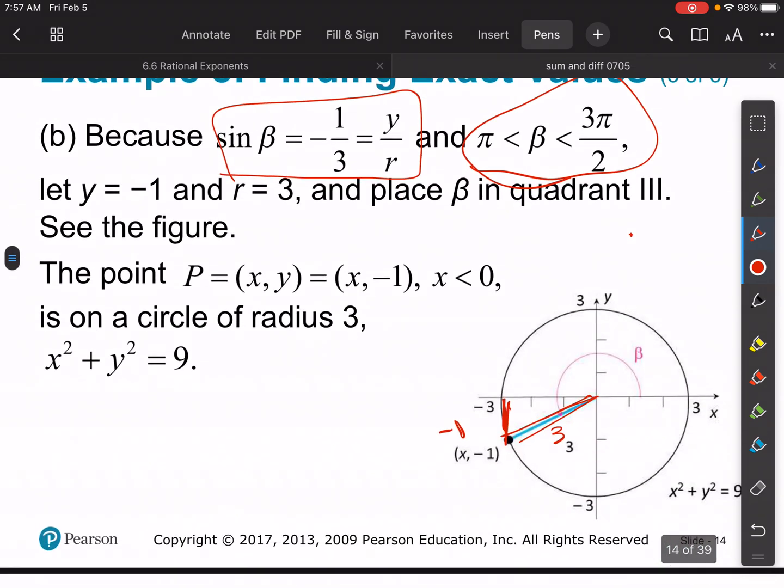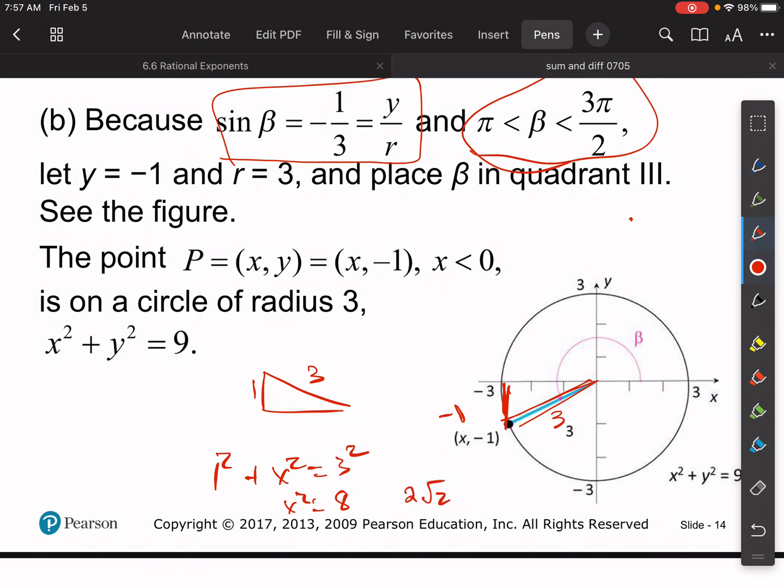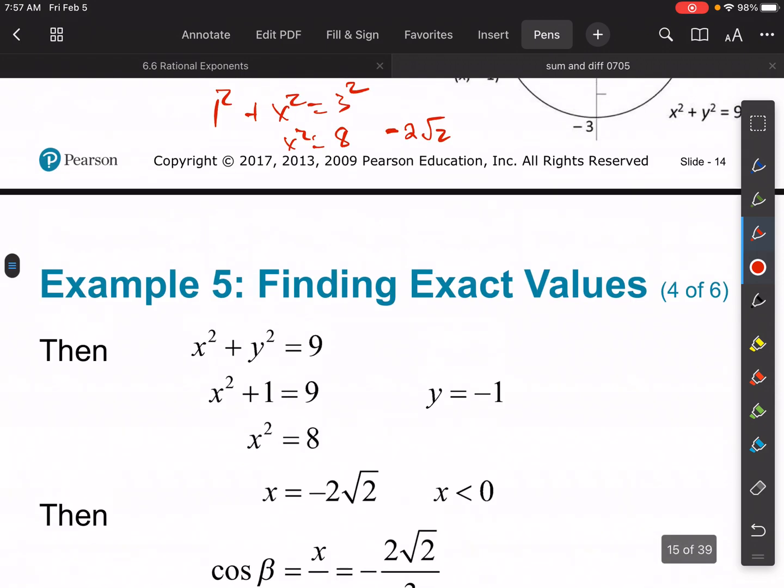So to find the cosine of beta, I basically have a triangle there that's a 1 by 3. So I can say 1 squared plus x squared is equal to 3 squared. So I get x squared is equal to 8. Take the square root of both sides, that comes out to 2 root 2, and since we're in this direction over here, the x value is also negative, so it'll be negative 2 root 2.